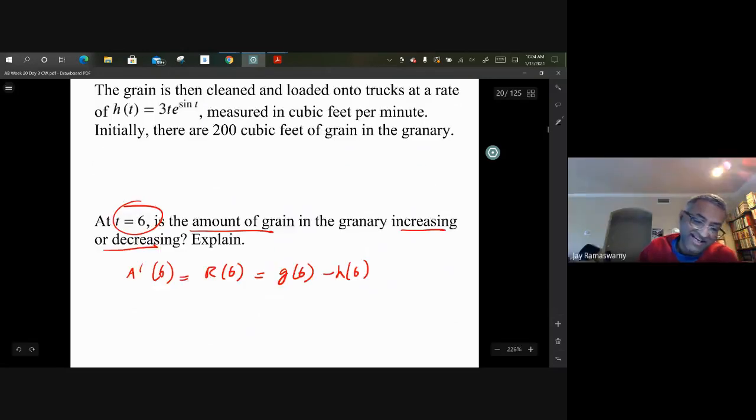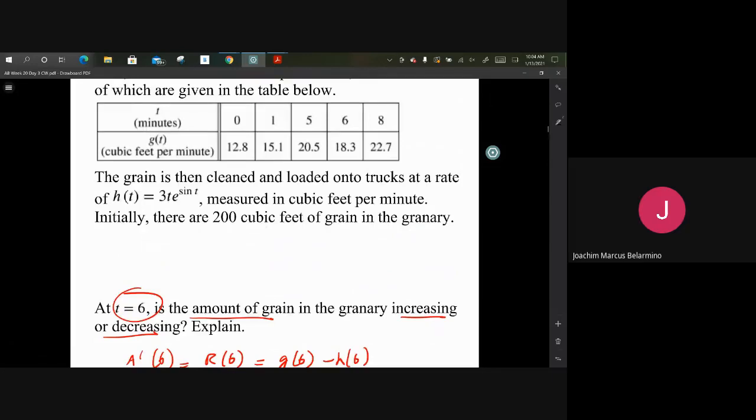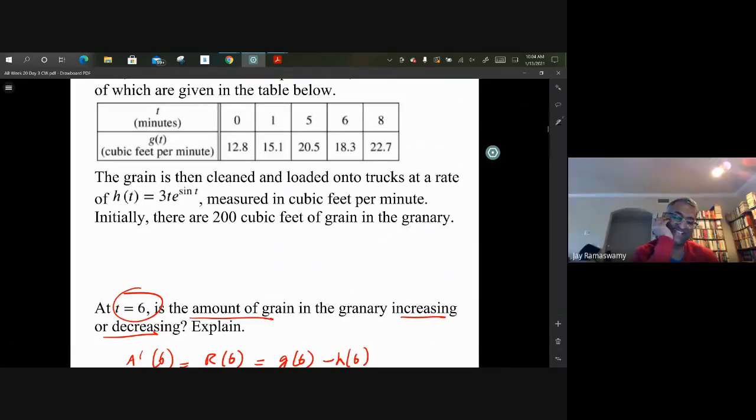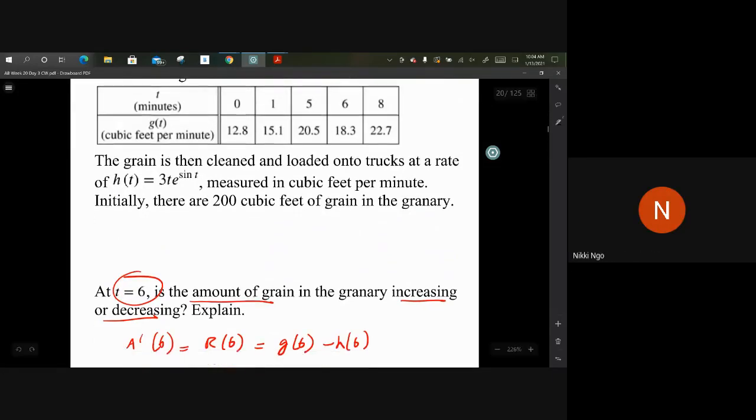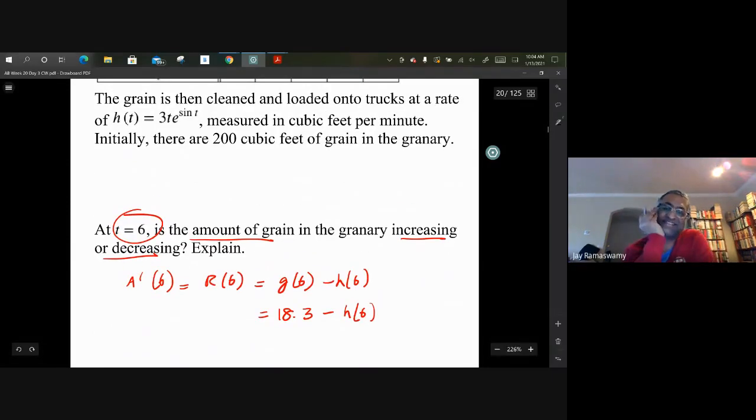Okay. Is G of 6, guys, just a table? So what's G of 6? 18.3. Minus H of 6. Okay, now stop. Take 30 seconds. Go to Desmos and find H of 6. I have time. I'm in no rush. Do not freak out. I need H of 6. We know H of t. There's no integration involved.